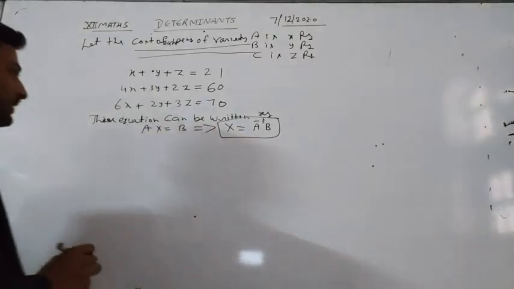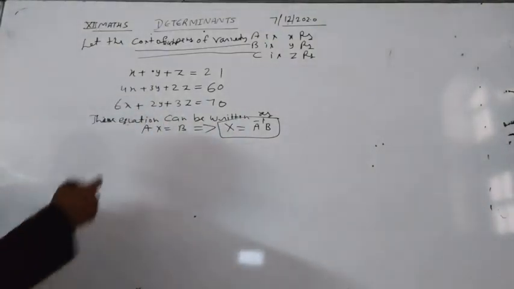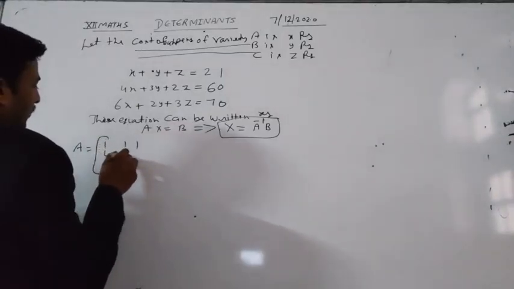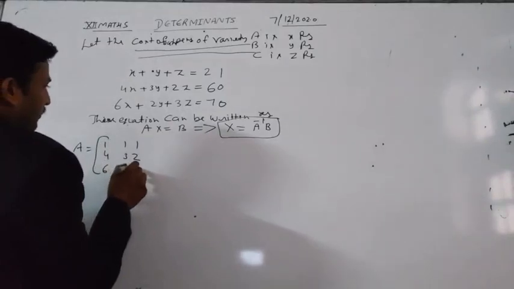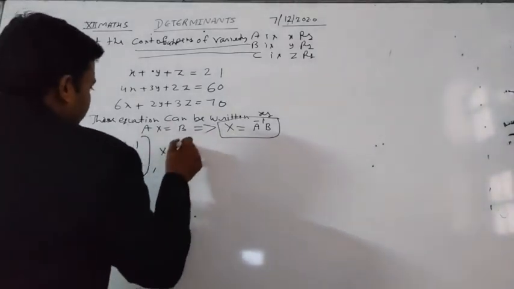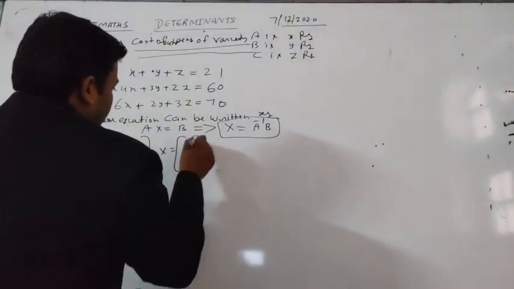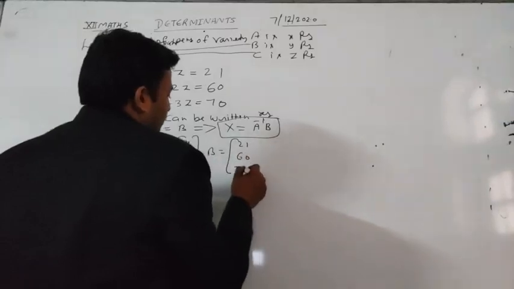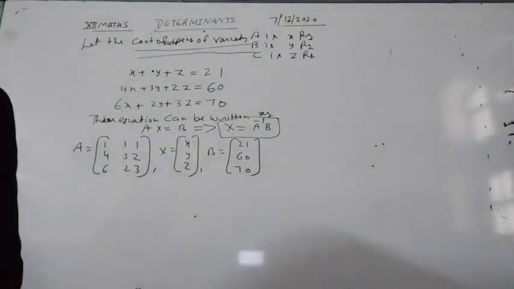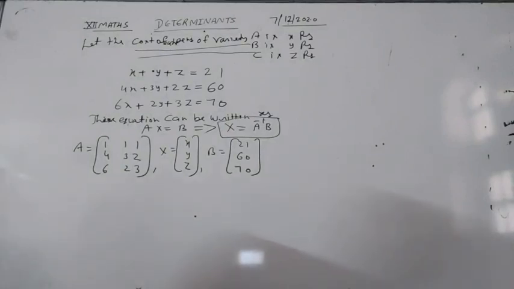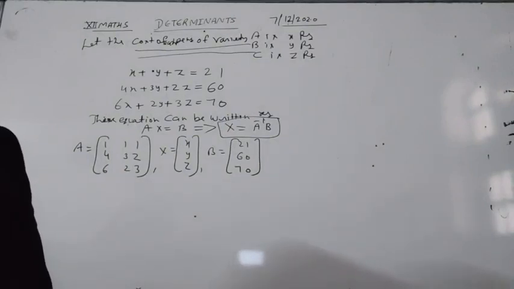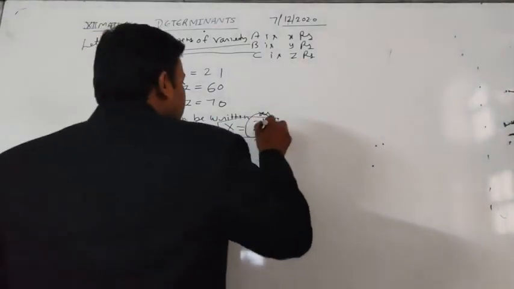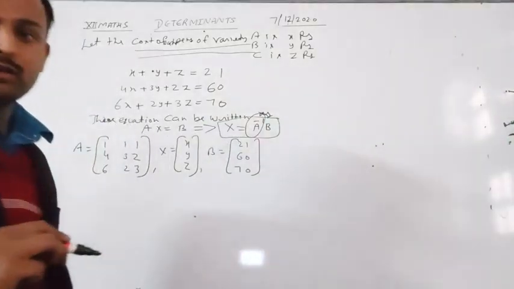Okay, so first we will write this equation in the form AX = B, where A is the matrix 1 1 1, 4 3 2, 6 2 3, and our X is the variables x, y, z, and B is the right hand side of the equation. So A, X and B can be written in this form. Now from here we have to find A inverse. Our target is to find A inverse.